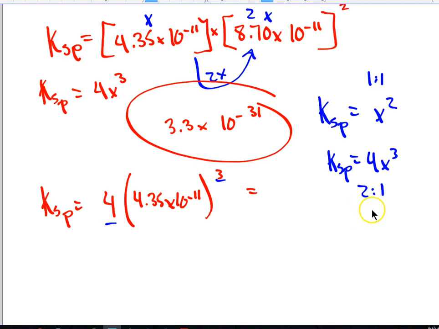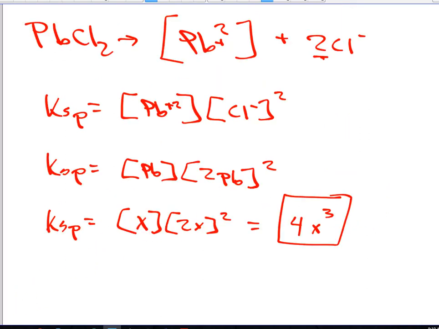Ratio. Okay? All right? Here's the same thing from last year, probably. All right? Since it's 2, we put the square. If we only know Pb, Cl is twice the amount of Pb, which is still squared. That's where the 4 came from, and the x cubed.